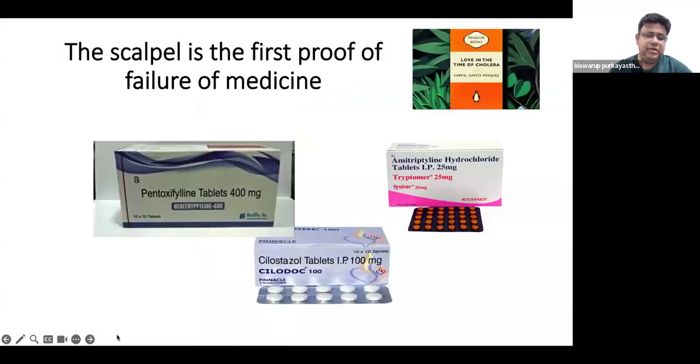Coming to the next pair. So this is one of my all-time favorite reads, by a Nobel-winning author called Gabriel Garcia Marquez, who writes in his book Love in the Time of Cholera: the scalpel is the first failure of the proof, the first proof of the failure of medicine.